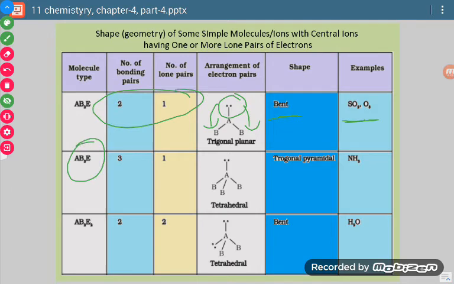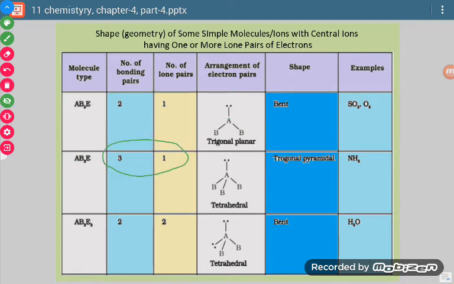Similarly, if we take AB3E, then A is the central atom, there are 3 bond pairs and 1 lone pair. So there are a total of 4 pairs, which means it should be arranged in tetrahedral fashion. If we arrange in tetrahedral fashion, then at one end there is no atom. So there is a lone pair and that will repel all the bond pairs, and because of that this tetrahedral shape becomes trigonal pyramidal, or simply we can say pyramidal.